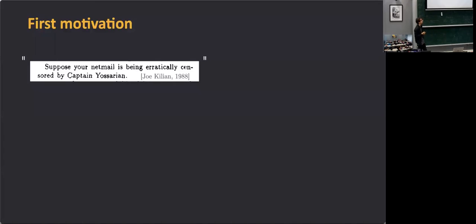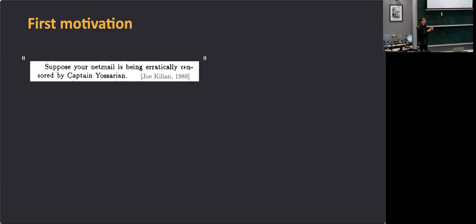One way to illustrate the first motivation is the introduction of a paper by Joe Killian in 1988, where he introduced oblivious transfer as a universal primitive for secure multi-party computation. He says, suppose your netmail is being erratically censored by Captain Yossarian. As an information theorist, it's not necessarily a problem, because when you send an email, you're sure that with probability exactly 1/2 it will reach the receiver, and otherwise the receiver will just receive a blank email.